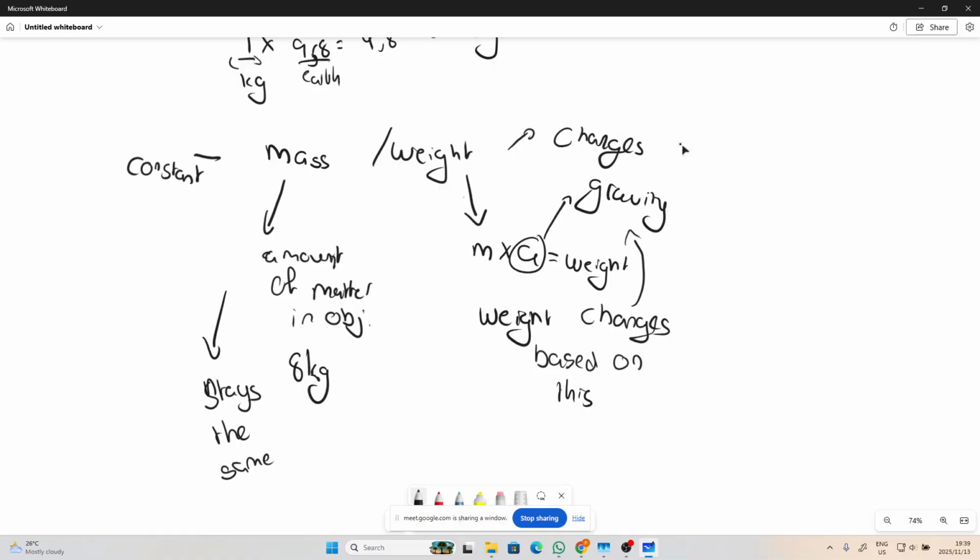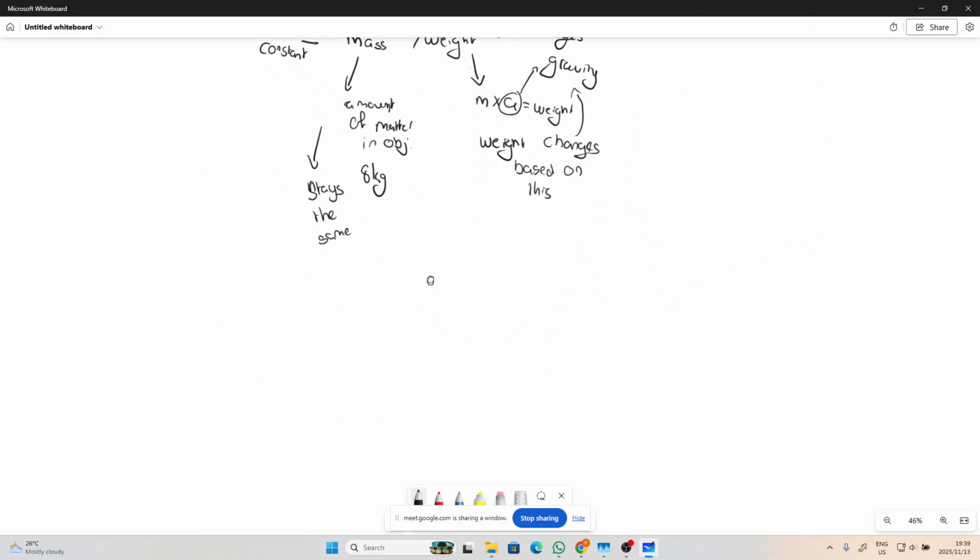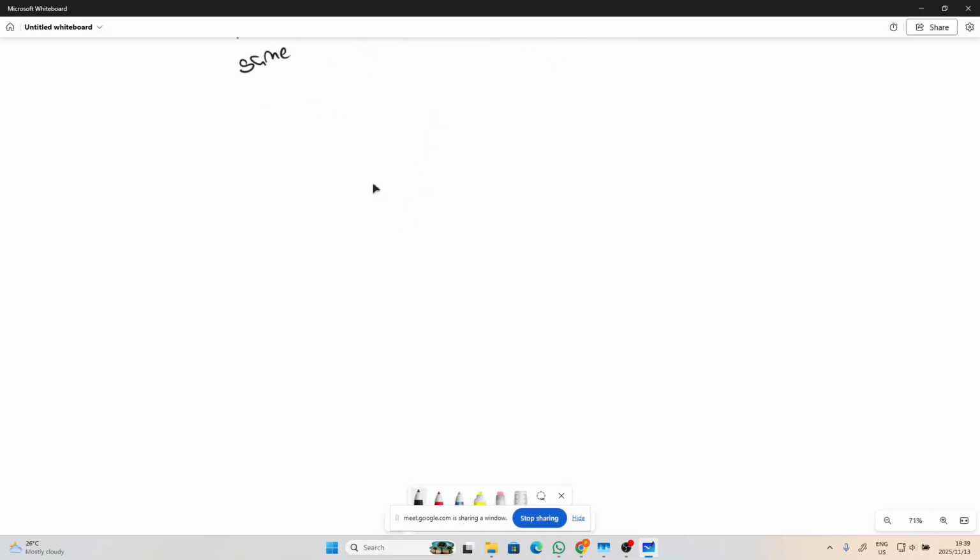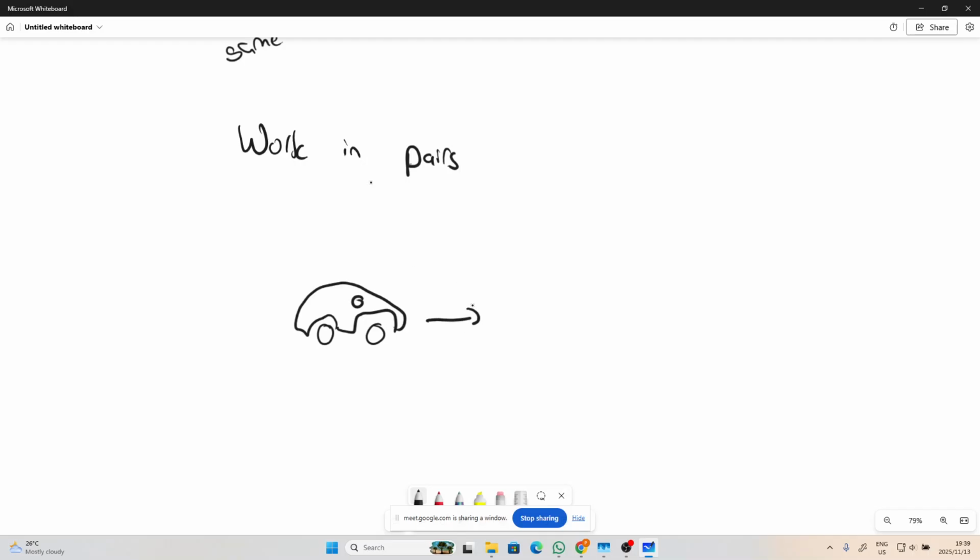Right. Now, when we look at forces, they work in pairs. No matter what you are doing, forces will work in pairs. Let's say you're driving your car forward. The car is moving forward at, let's say, 10 meters per second. Now, you may think that this is only one force. But no, there are multiple forces.